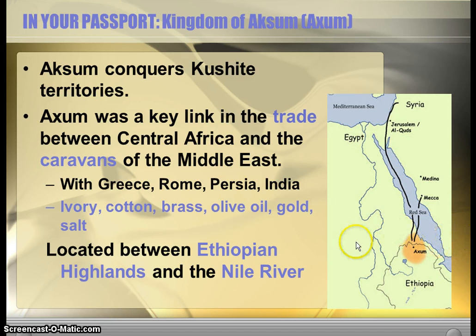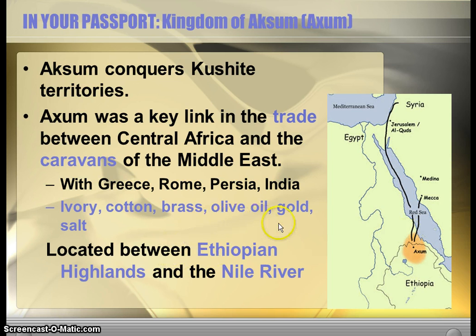Axum conquered the Nubia Kush territories. Axum was originally located right here. We'll look at another map in a second about how it spread. It became rich by being a link in trade between Central Africa and the Middle East. People came here and went on trade routes that went all the way to Greece, Rome, India. They were trading luxury goods.